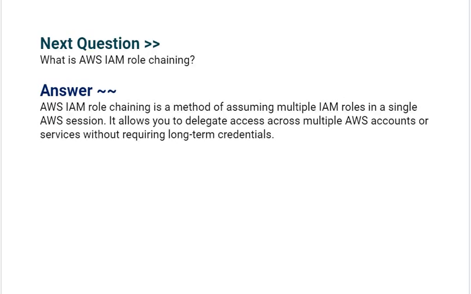Our next interview question is: what is AWS IAM role chaining? Your answer should be AWS IAM role chaining is a method of assuming multiple IAM roles in a single AWS session. It allows you to delegate access across multiple AWS accounts or services without requiring long-term credentials.